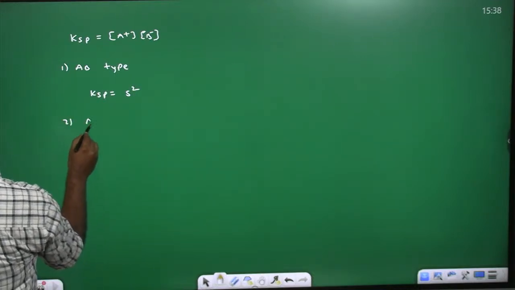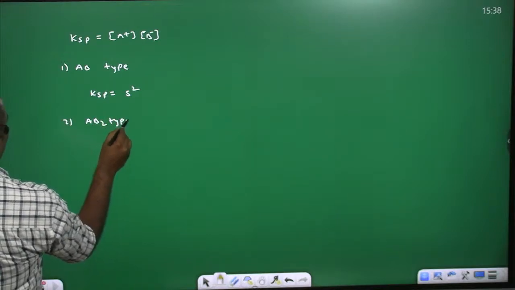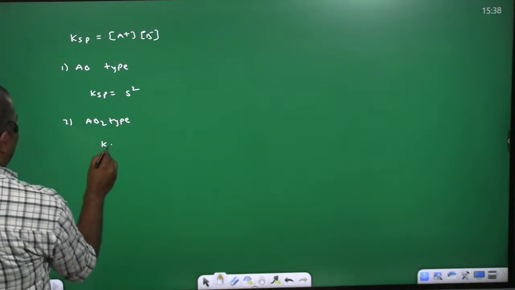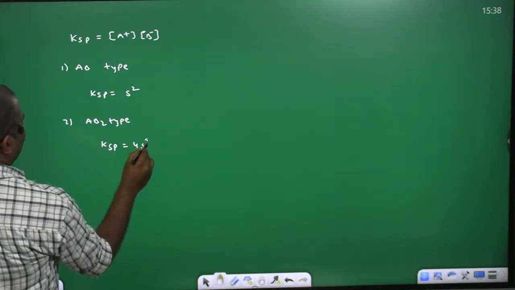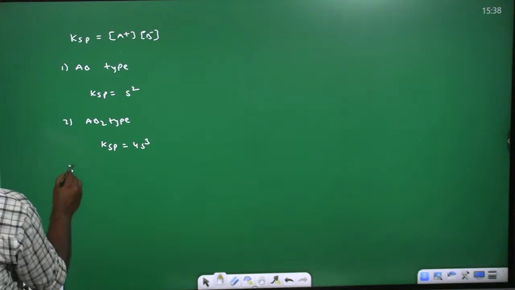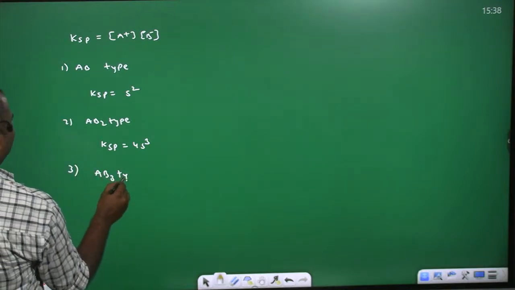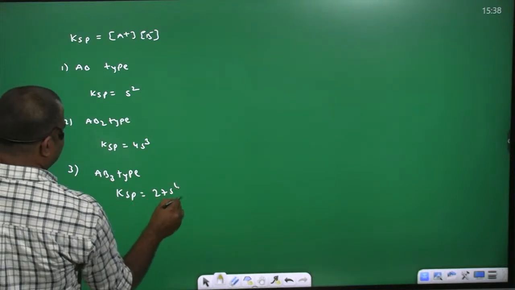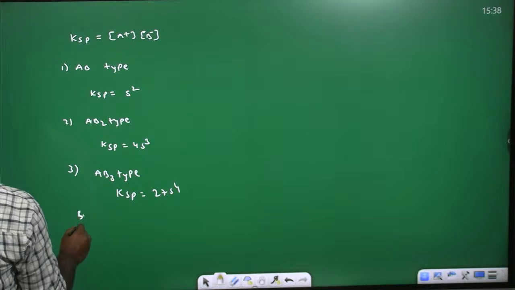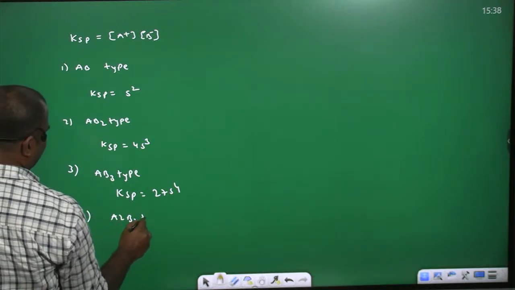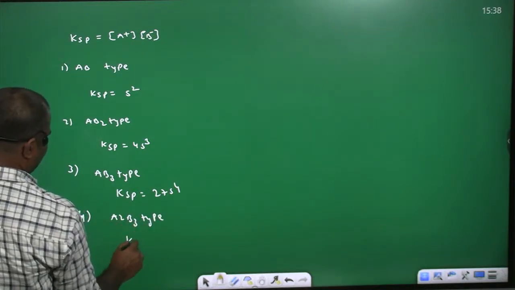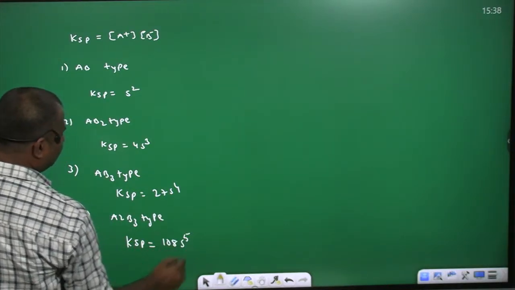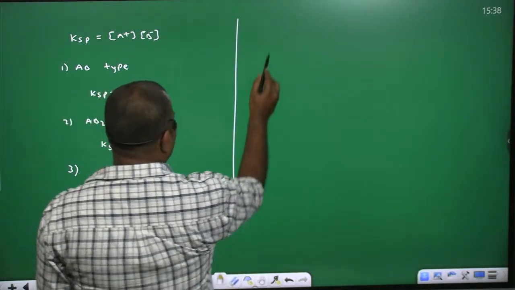Solubility square. AB2 type salts: 2 anions and 1 cation, or 2 cations and 1 anion. The KSP formula is 4s cube. The third one, AB3 type, KSP equal to 27 s power 4. The fourth one, A2B3 type, we are going to write KSP equal to 108 s power 5.